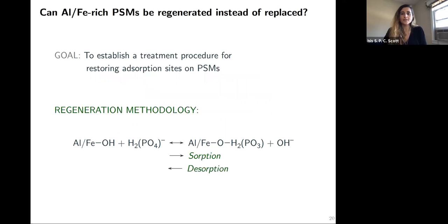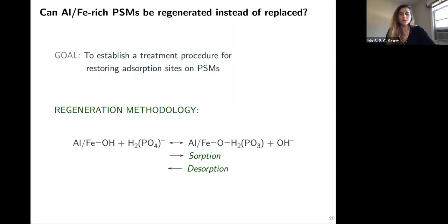And the idea here was to establish a treatment procedure that was able to restore the adsorption sites on PSMs that were already saturated with phosphorus. So the question of this work was, can aluminum and iron-rich PSMs be regenerated instead of being replaced? And the reason why this is possible to do with aluminum and iron-rich PSMs is because of the removal mechanism.